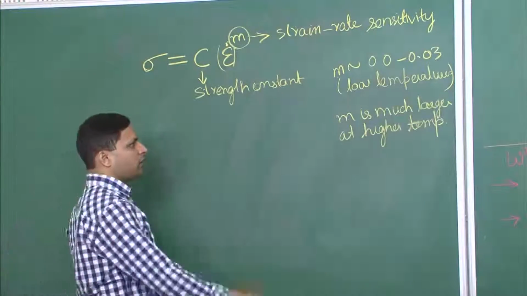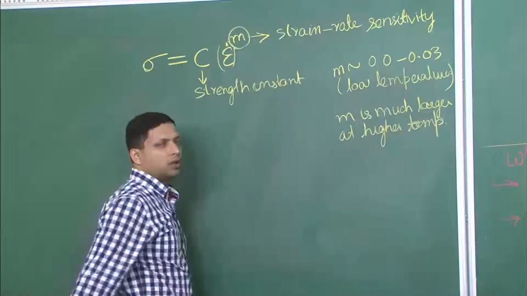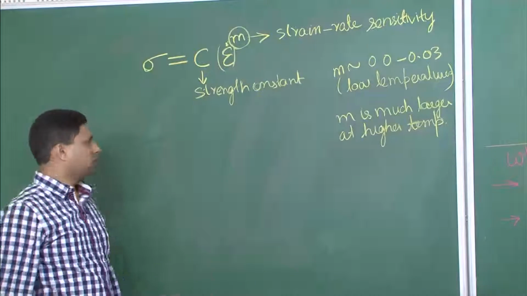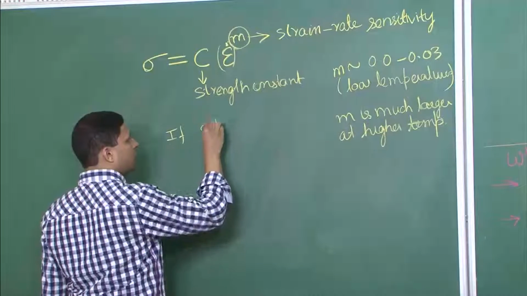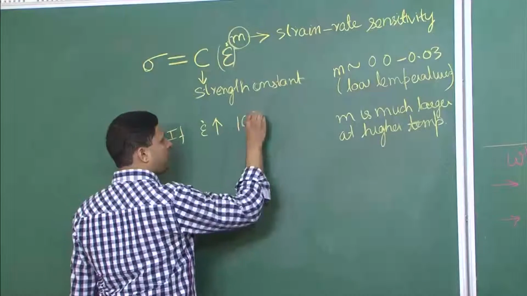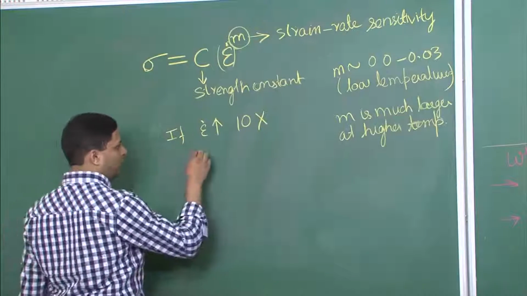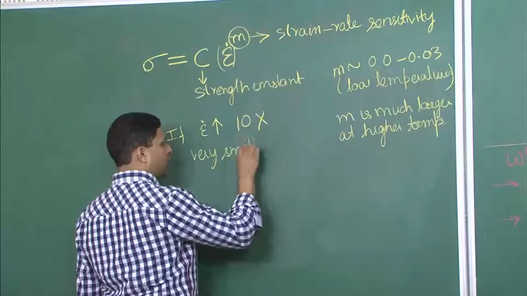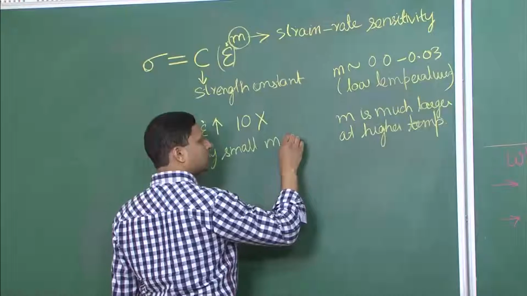Now what is the significance of this very small value of M? The significance is that if the strain rate is increased by, let us say, 10 times, even then a very small change in flow stress is observed.